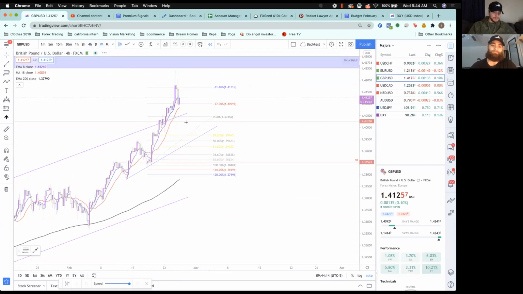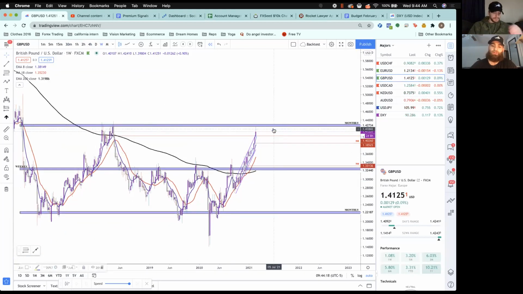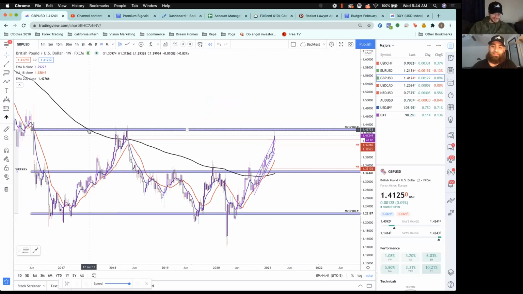So let's just bump up to the weekly time frame. On the weekly time frame, we're now getting close, and I can't believe how high this thing has actually gone. Realistically, this thing has gone 600 pips higher than a couple weeks ago, which is insane. Yeah, I mean, we're finally getting to this resistance level now, this 142, like 700 level, 800 level.